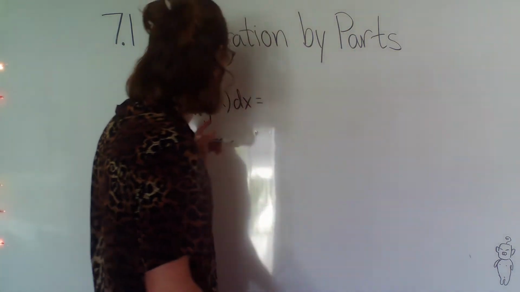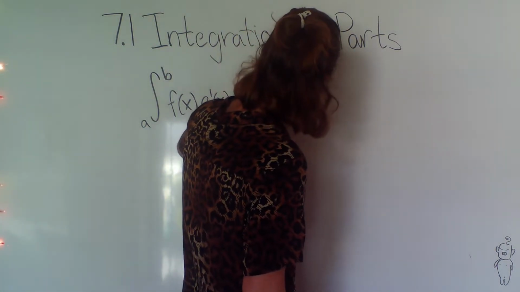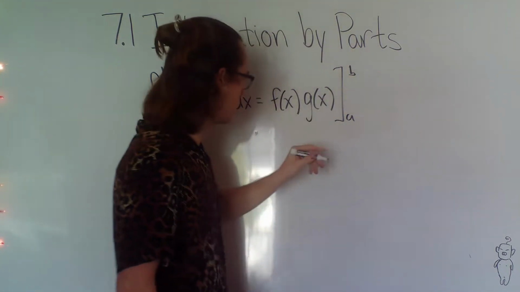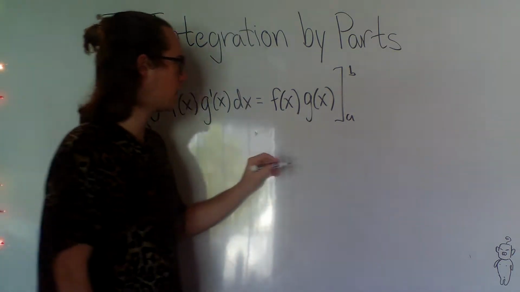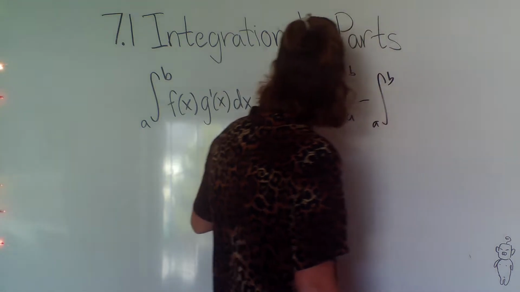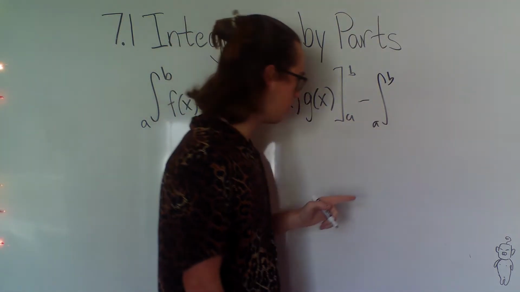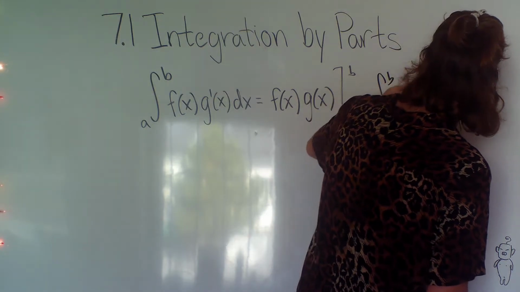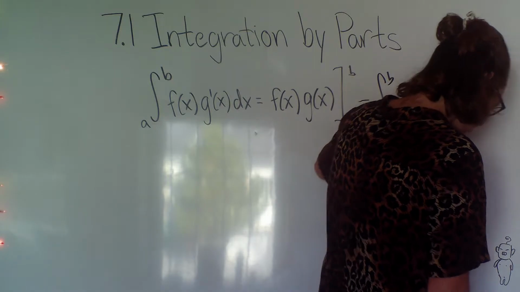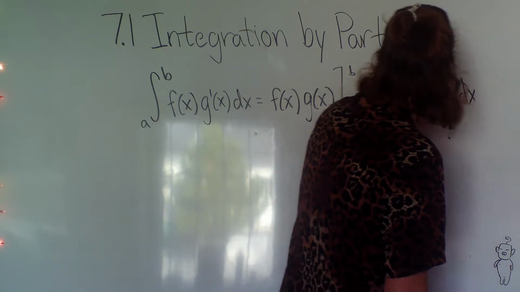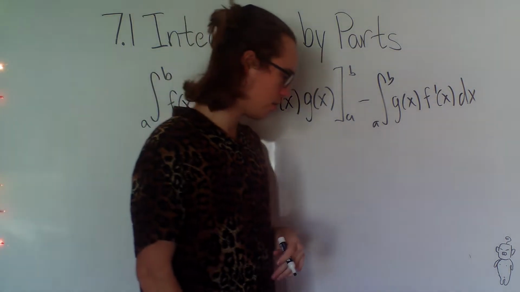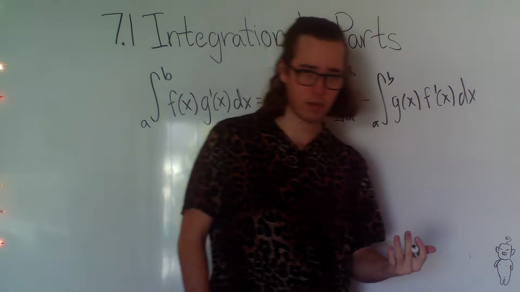So then this is just f of x, g of x, from a to b, where we plug in our numbers, minus the integral from a to b of, well, it's uv minus v du, so that would just be g of x times f prime of x dx. And so we just, boom, add bounds, easy money. We know how to do that. And so now let's do an example.